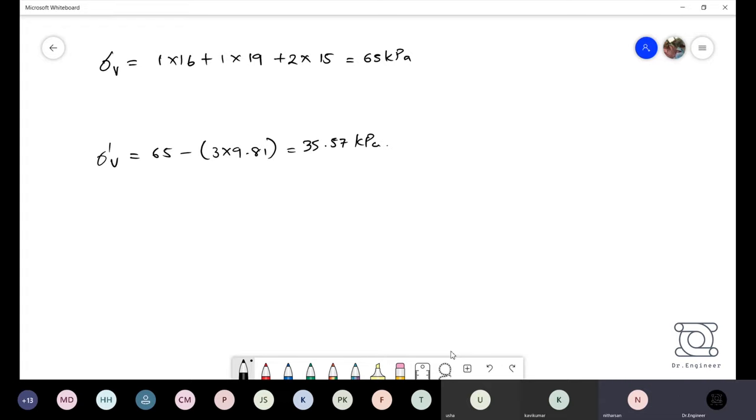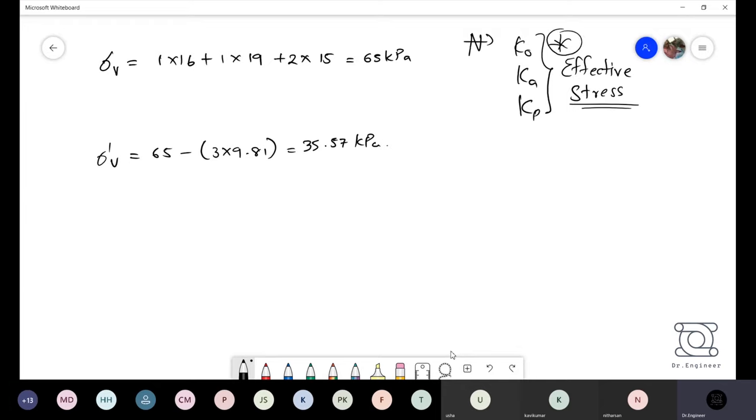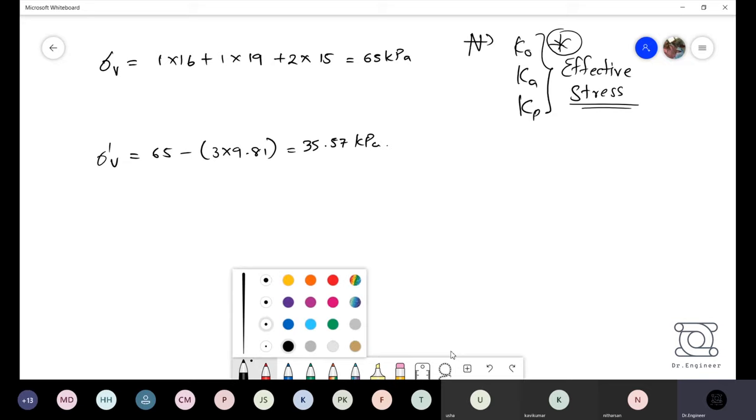Yeah, yeah, he's right. I just remembered that. So it's K knot here, right? K knot, K and KP, all these three parameters are only for effective stresses, right? So just keep that in mind. I just forgot that. So this is a very, very important point when it comes to designing. This was stressed to us many times, but you see, normal human mind, I just forgot it, right?